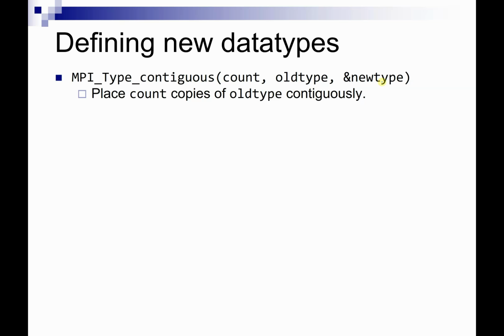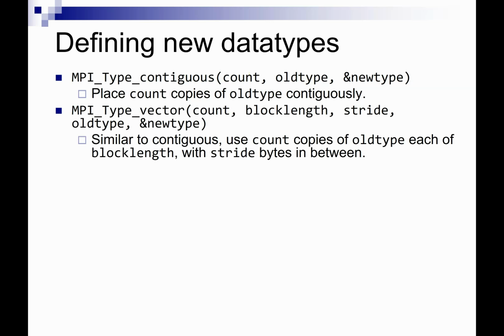And then you can define a new data type. Let's call that float 4. To do this, you just set old type to be MPI float, and then you set count to be 4 because you want 4 of them. And then for the new type, you just give a name to it, let's say float 4. So that's how you use MPI contiguous.